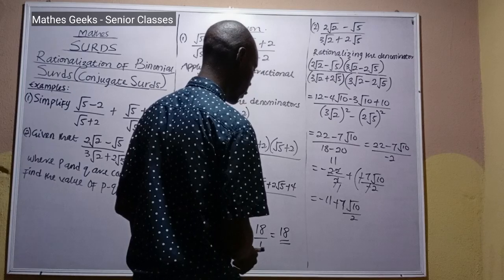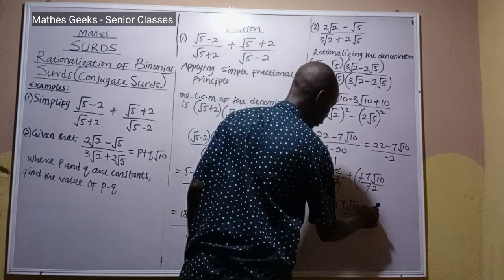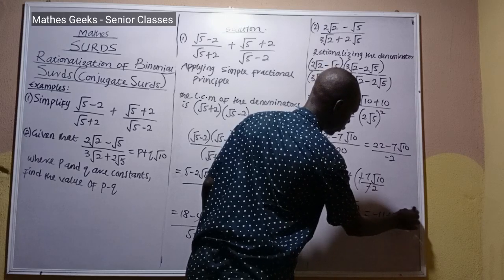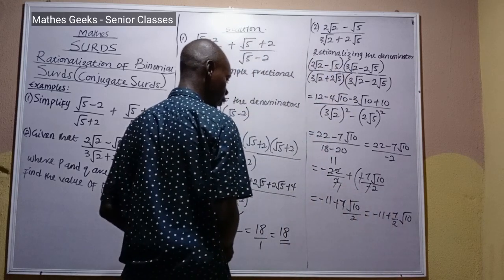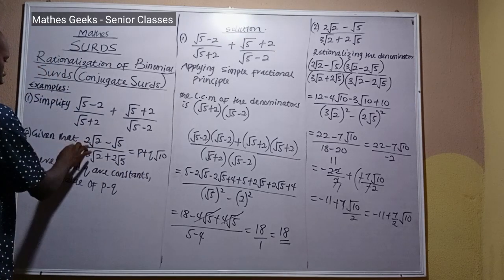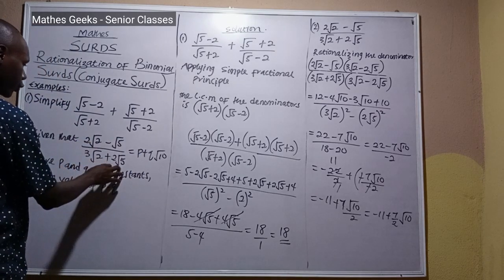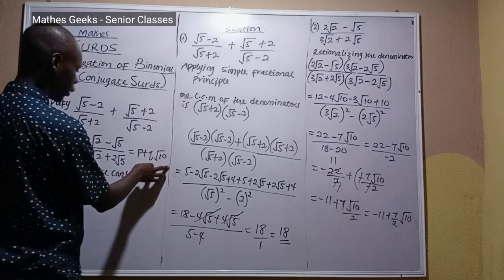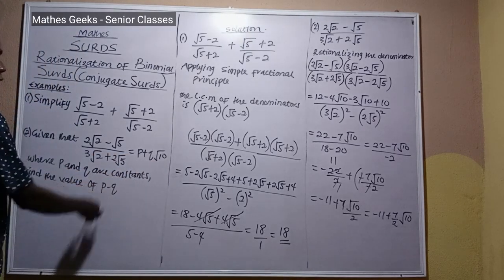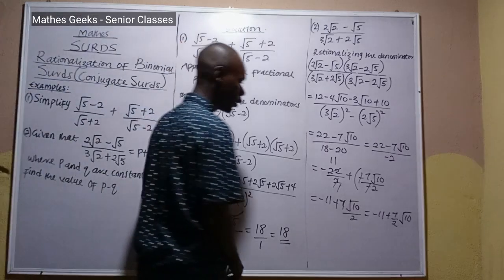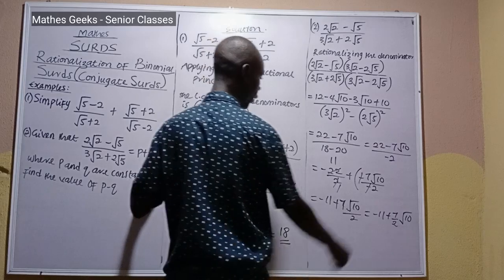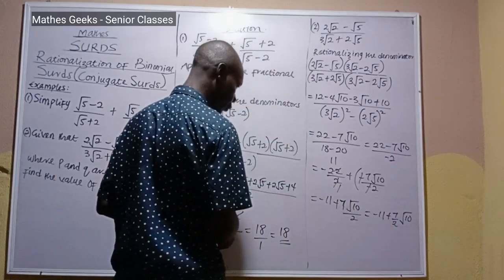So 10 over 2, which can also be written as minus 11 plus 7 over 2 root 10. So let's see. The question says, given that (2 root 2 minus root 5)(3 root 2 plus 2 over 5) is equal to P plus Q root 10, where P and Q are constants, find the value of P minus Q. So if we compare, our P here is minus 11 and Q here is 7 over 2.